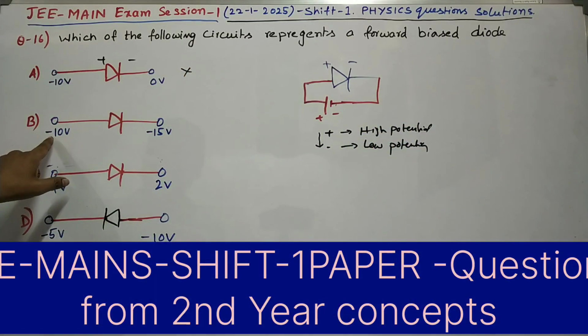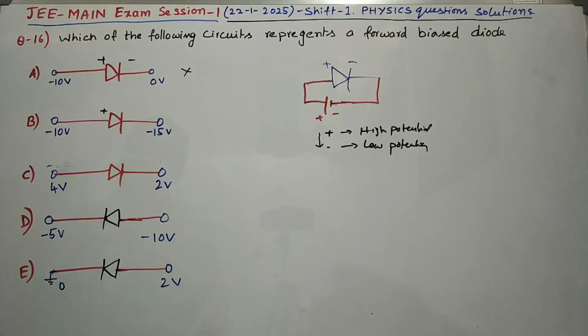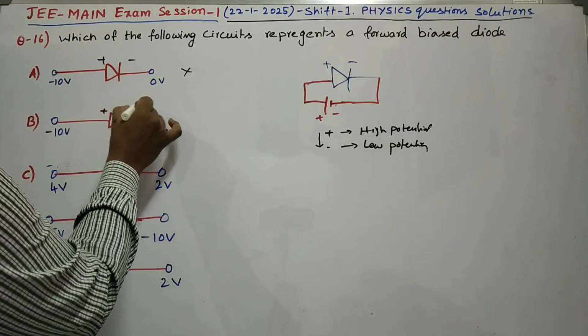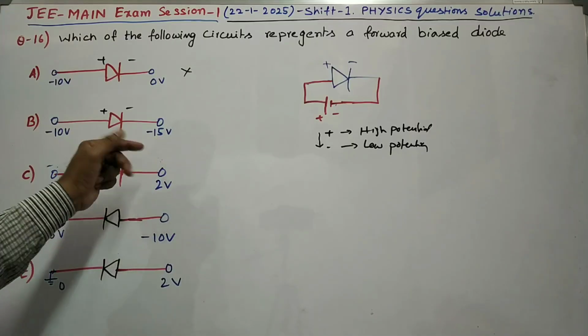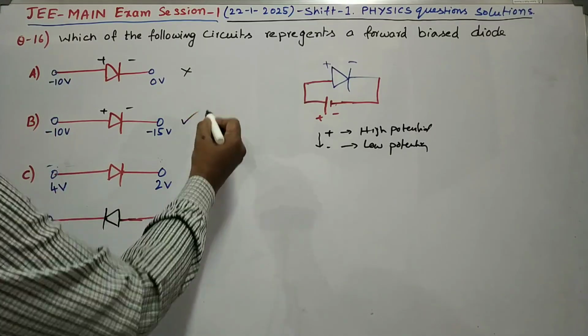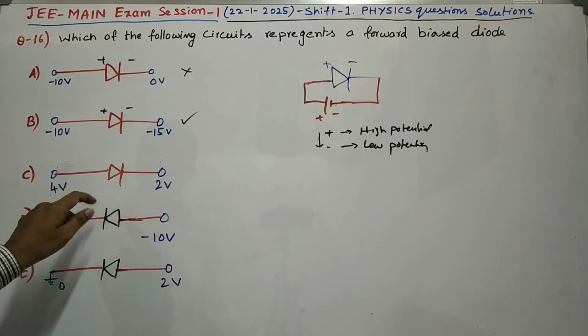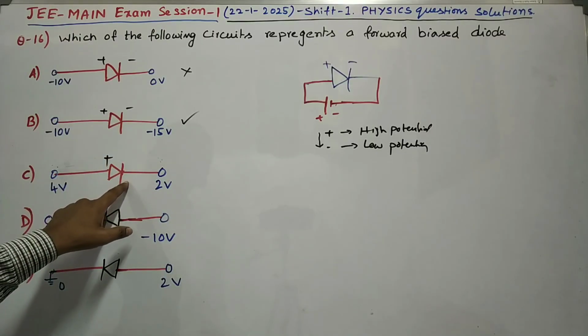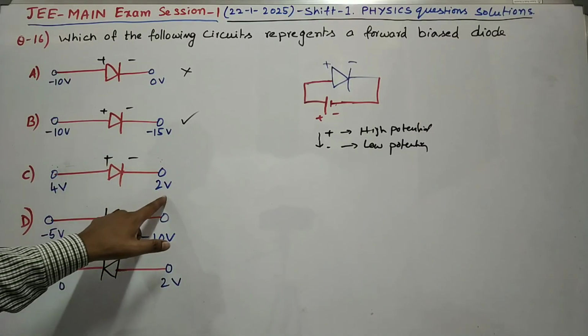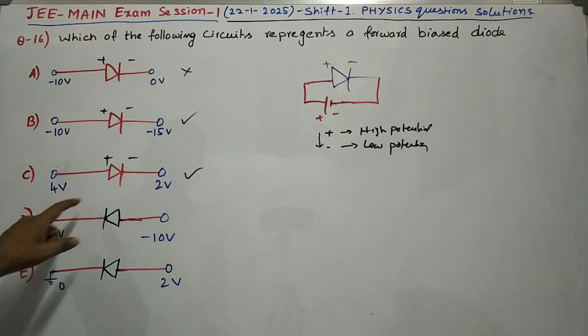Next, option B: the positive end is connected to minus 10, the negative end to minus 15. Among those two, minus 10 is more than minus 15, so this is in forward bias condition. Next, option C: the positive end is connected to 4 volt and the negative end to 2 volt, so this is also in forward bias condition.